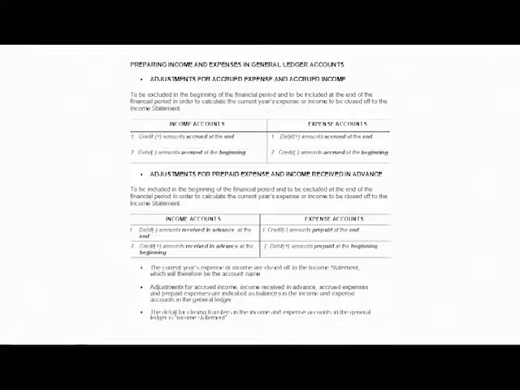Let's say, for example, you are given information: accrued expenses at the beginning, and there's another one, accrued expense at the end of the financial period. So what do we do? Then I'm saying to be excluded in the beginning. So the one at the beginning, we are going to subtract it.